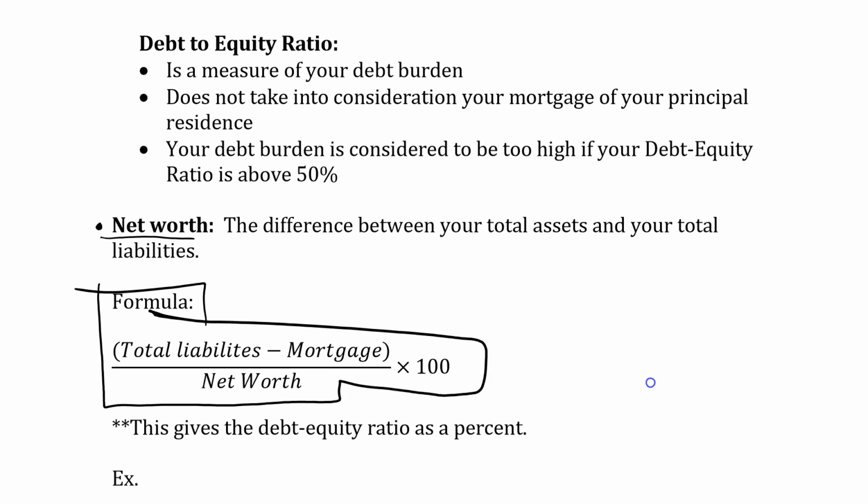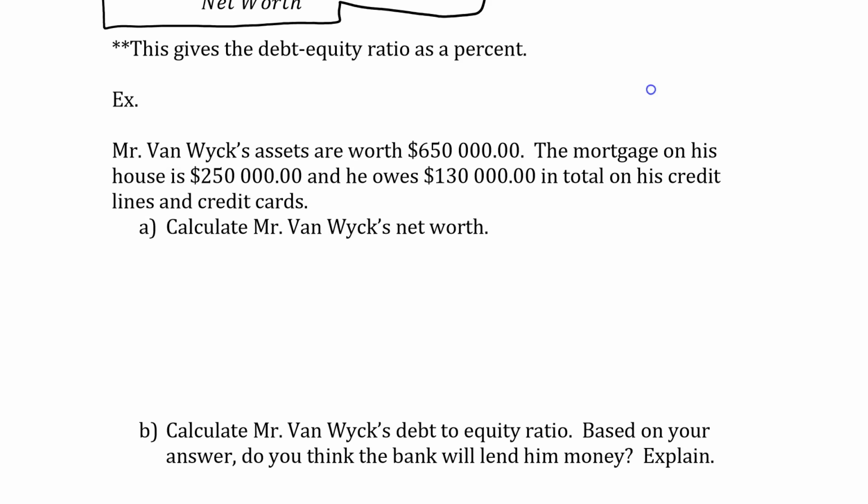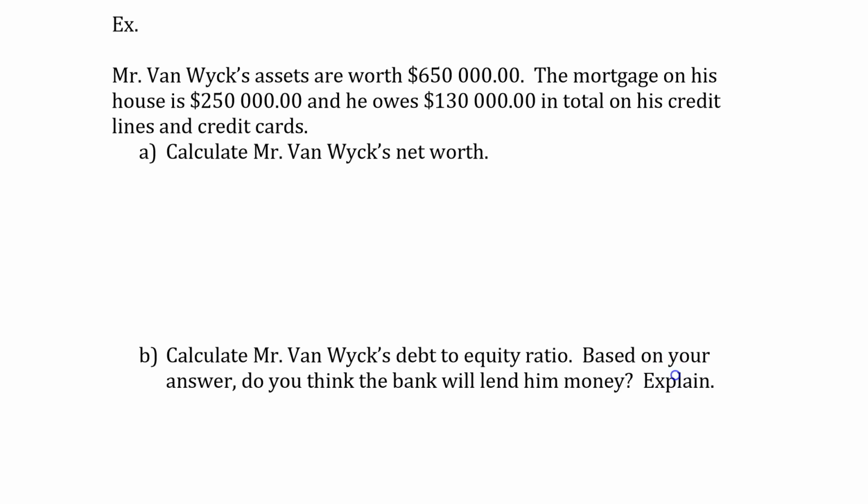Now this is going to be really easy to confuse with your gross debt service ratio, your GDSR, but this one, if it's above 50%, it's considered too much of a burden, whereas the other one, you can't afford your home if it's over 32%. So that's just an important thing to remember. So let's do an example here.